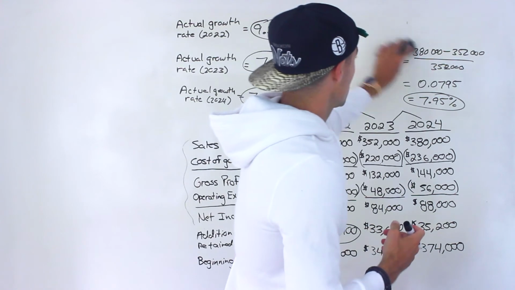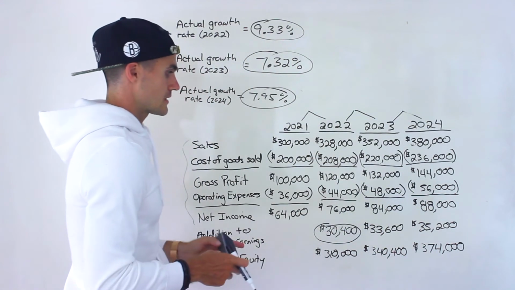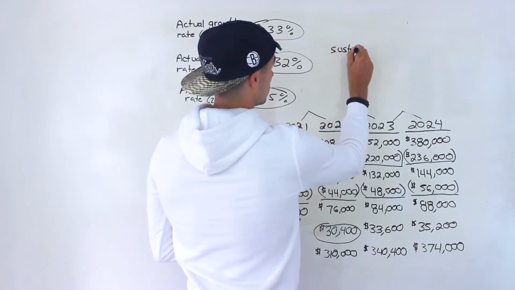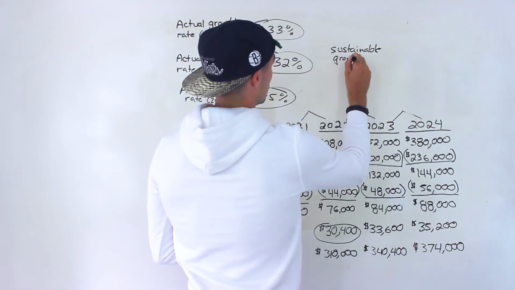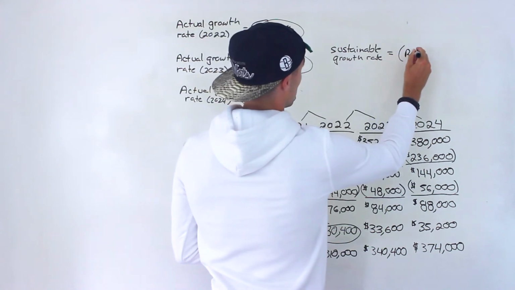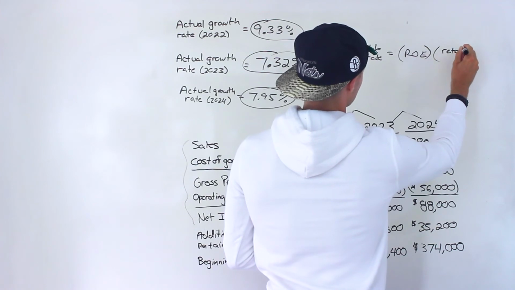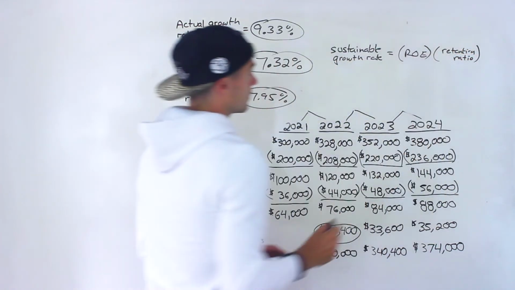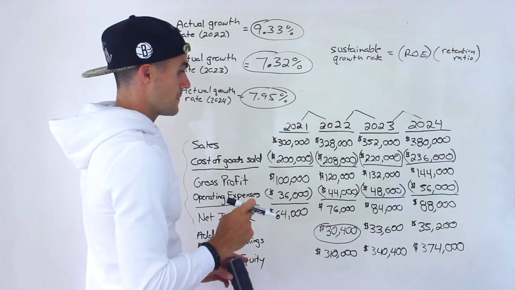Now what we've got to do is find the sustainable growth rate in each of those years. And that's pretty easy to do. We know that, in general, the sustainable growth rate is equal to return on equity times the retention ratio. And notice that we have all the information for that.